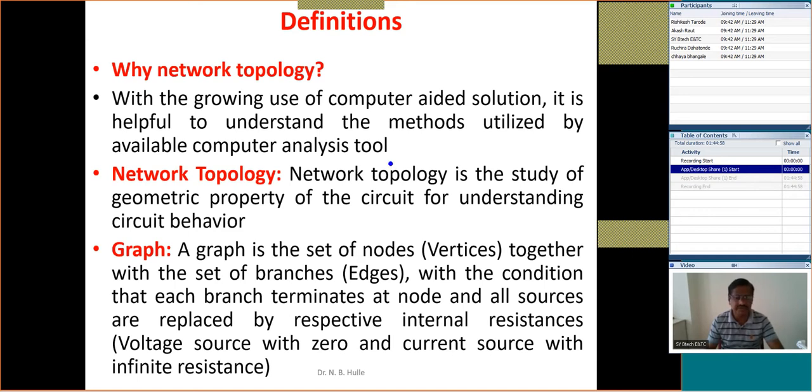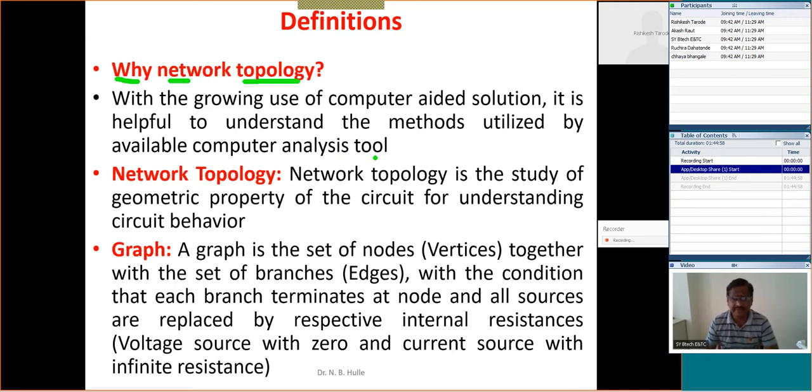Why we need to study this particular topic. This is the point: why network topology. To begin with, its answer is that with the growing use of computer-aided solutions, it is helpful to understand the methods utilized by available computer analysis tools.